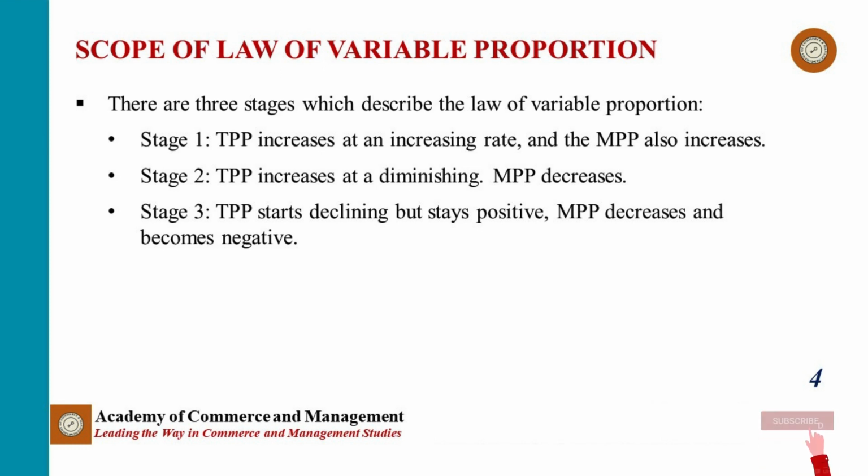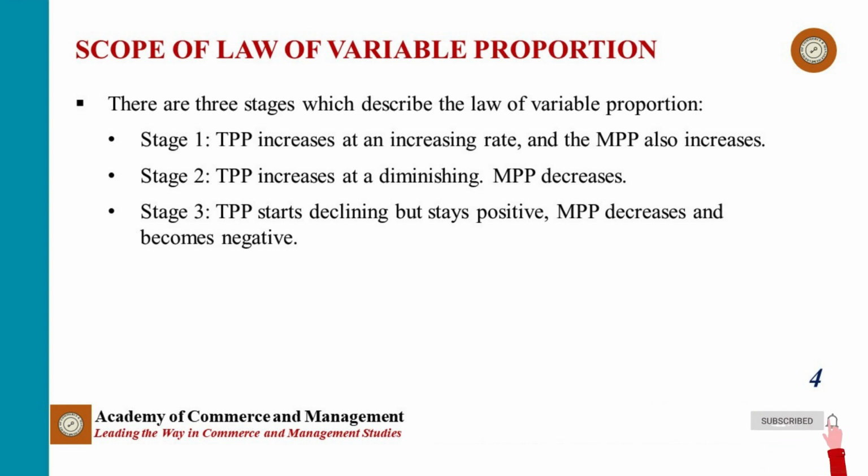In stage 1, total physical product increases more and more rapidly, and the marginal physical product also increases. Since the unit of variable factor increases, the MPP increases. This stage is also called the stage of increasing returns. Generally, the producer is not active in the first stage. At this stage, the marginal product increases.